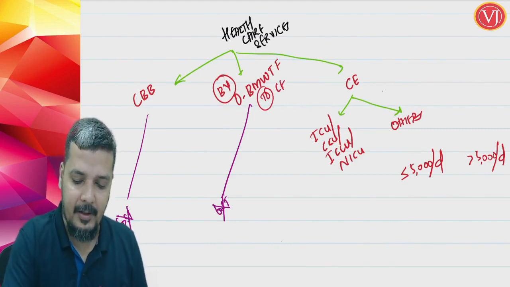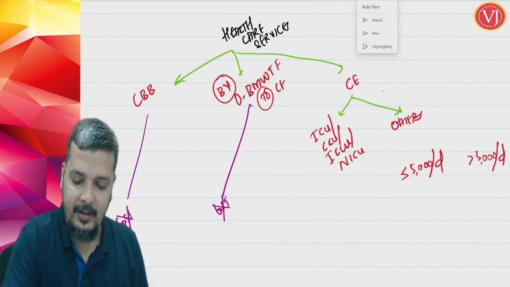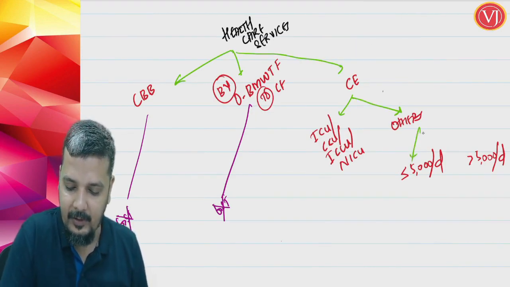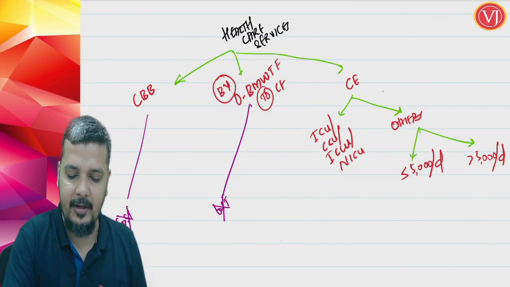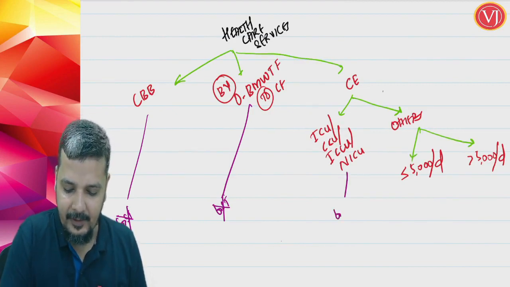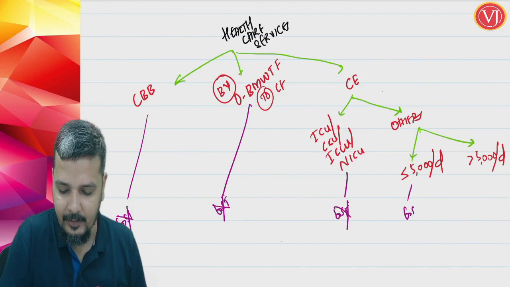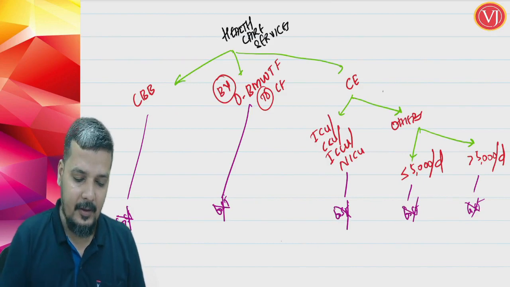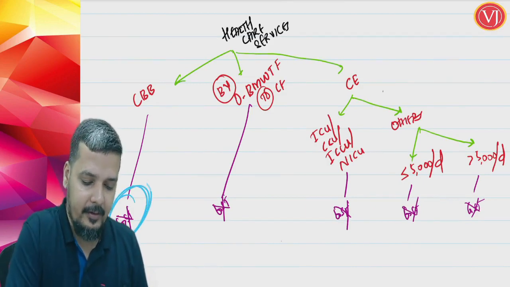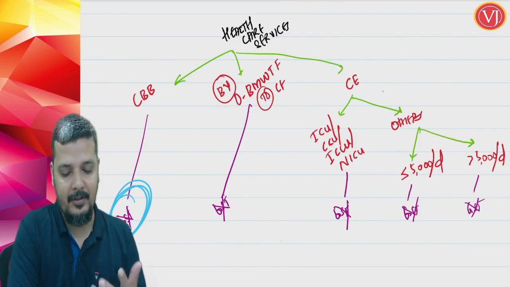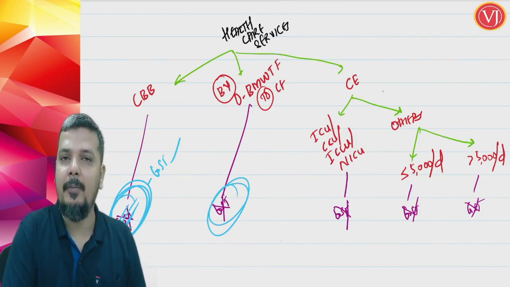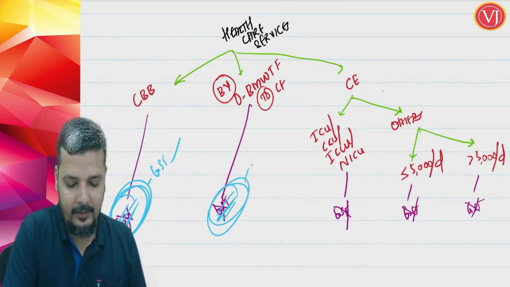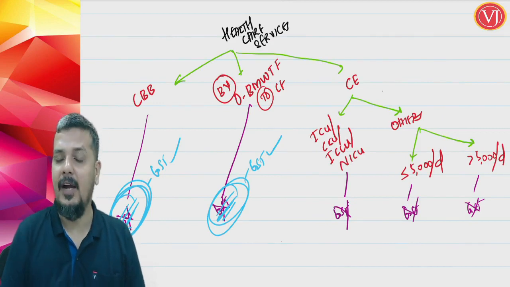By clinical establishment, whether it is your ICU, CCU, ICCU or NICU or others, whether the room rent is more than 5,000 per day or less than or equal to 5,000 per day, everything was exempt. Now things have changed. Services by cord blood banks for preservation of stem cells are now taxable. Exemption is gone. Services by operators of biomedical waste treatment facility are now taxable after the amendment.